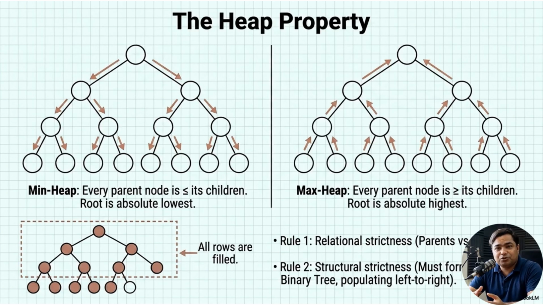So a heap follows two rules. First, the relational rule. Parent values must follow the min heap or max heap condition. Second, the structural rule. The tree must remain complete. These two rules allow heaps to support efficient priority operations.